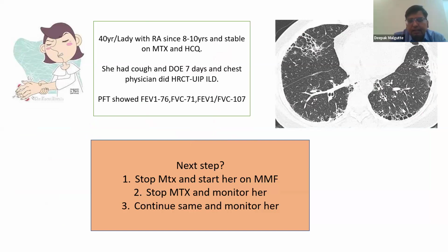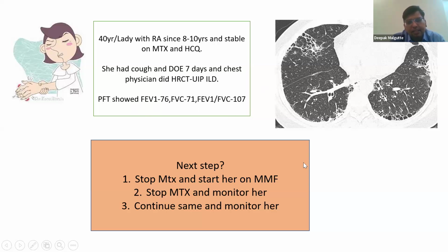If you can see over here, what she had is the honeycombing and some reticular fibrosis and traction bronchiectasis. Her episode of cough and dyspnea on exertion relieved within 2 weeks, which was actually an LRTI. But what HRCT was showing was an ILD, and she was on methotrexate and HCQ. And this was her pulmonary function test evaluation, which showed an FVC of 71 and a mild FEV1 by FVC ratio of 107.